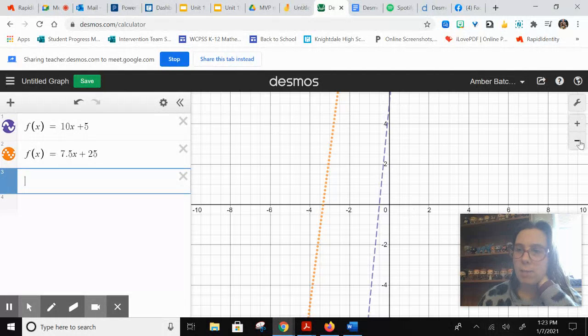So you see these little buttons right here. We have a zoom in and a zoom out. I can't see anything yet, so zooming in would not help me. I need to zoom out to see where they cross later on the graphs. So I'm going to hit the little negative button.